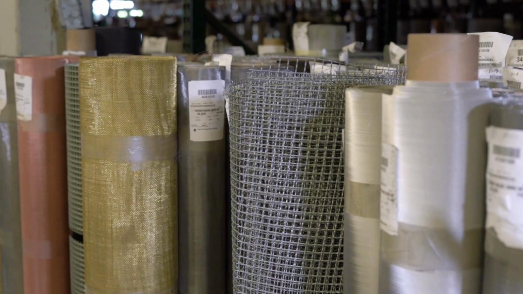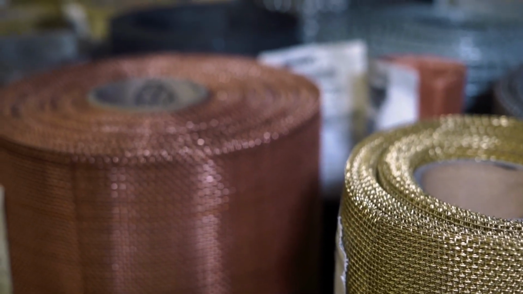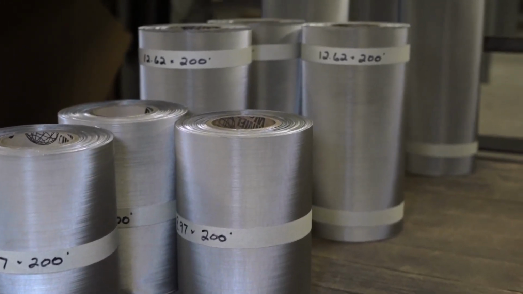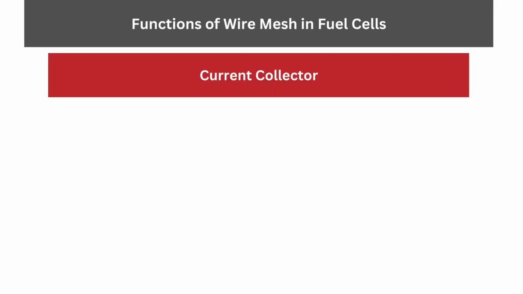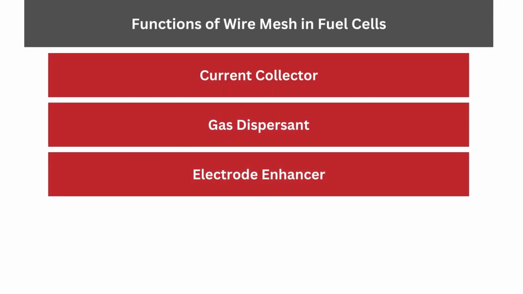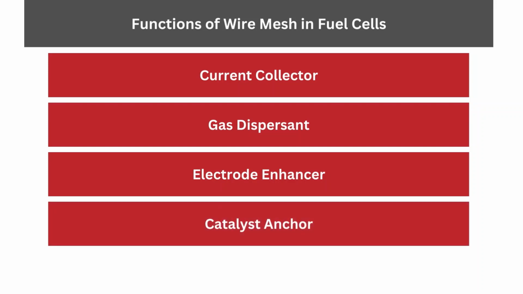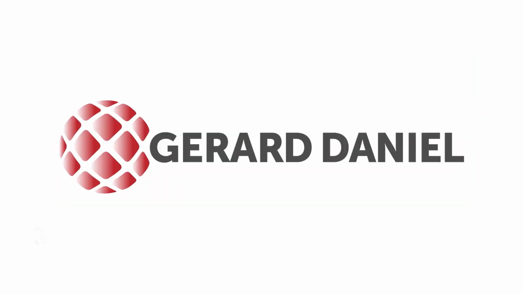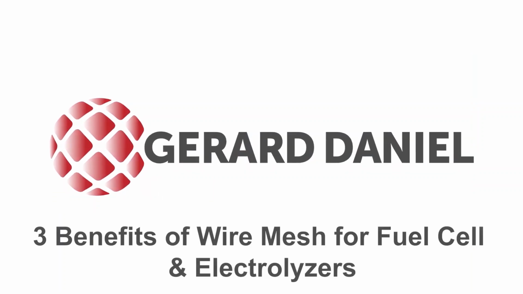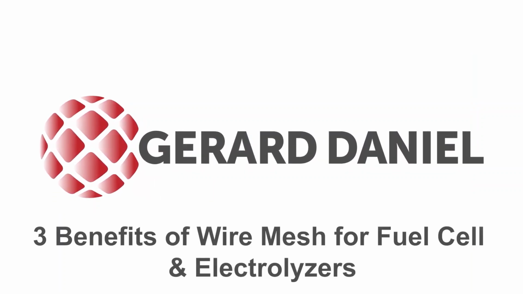Within these subcomponents, woven wire mesh and other types of media are used in the electrochemical stack to perform one or more of the following functions: current collector, gas dispersant, electrode enhancer, catalyst anchor, and electrolyte substrate or slurry anchor. So, why should you consider wire mesh over other media to perform these functions?